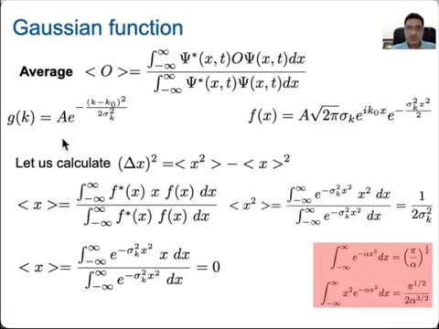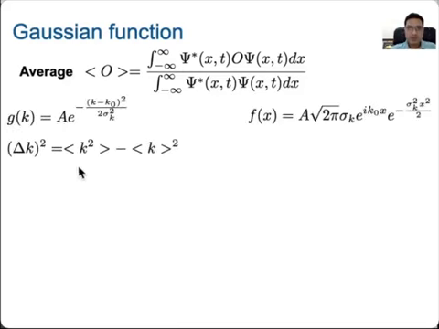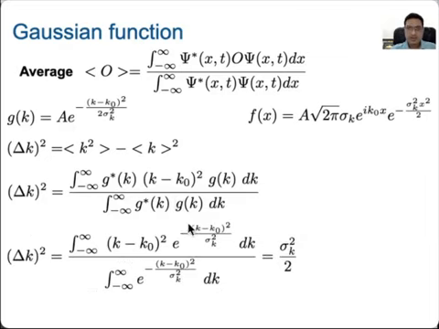Now we can do the same thing. We can compute delta of k square. So this is what we have got. Remember, we are going to use this in the next slide. So now I'm going to compute delta of k square by using the same relation. You can estimate it by yourself or whatever way you want. It will give you this value: sigma k square by 2.